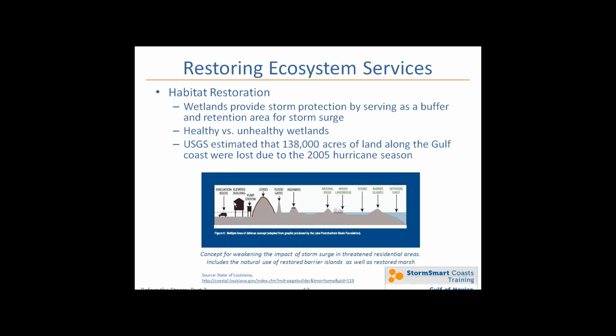The characteristics of the coastline will impact the severity of the storm. Restoring the natural ecosystems located along the coast, like coastal wetlands or sand dunes, can greatly reduce the damages from a storm event. Coastal wetlands serve as a buffer and retention area for storm surge, serving as a natural hurricane protection system.